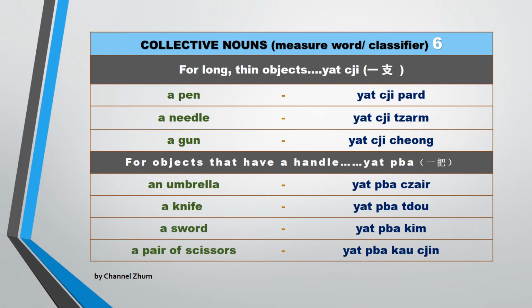For long thin objects, 一支. A pen, 一支筆. A needle, 一支針. A gun, 一支槍. For objects that have a handle, 一把. An umbrella, 一把遮. A knife, 一把刀. A sword, 一把劍. A pair of scissors, 一把鉸剪.